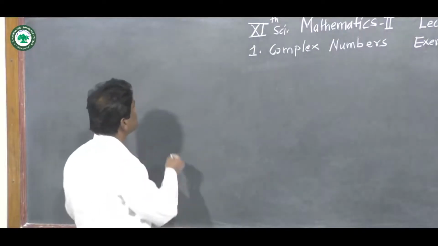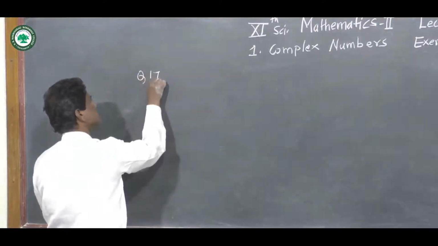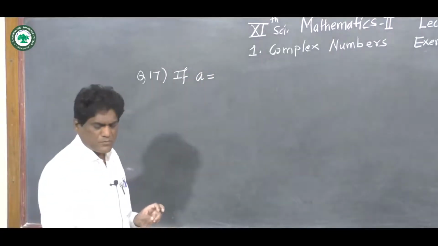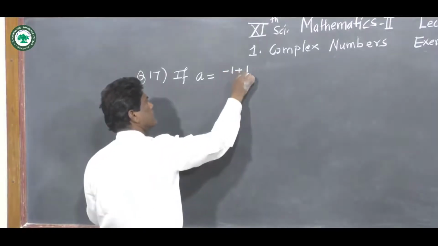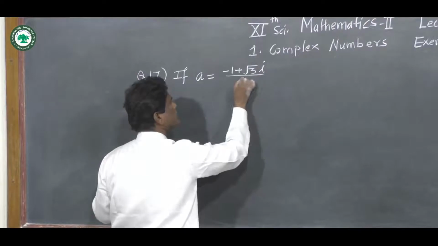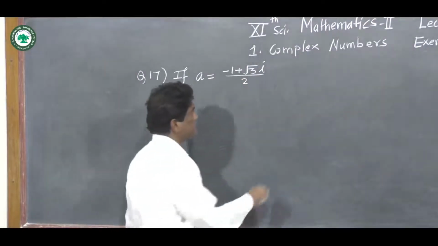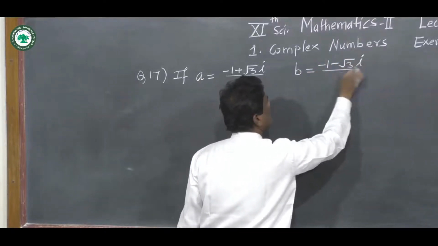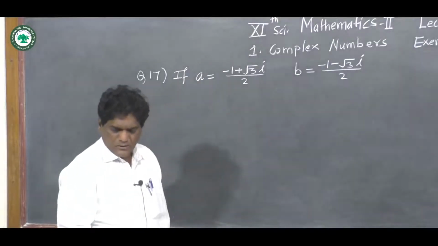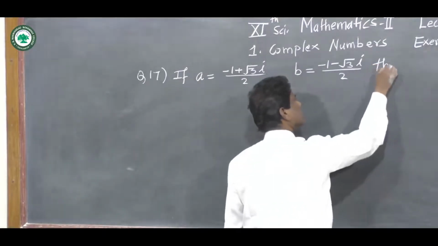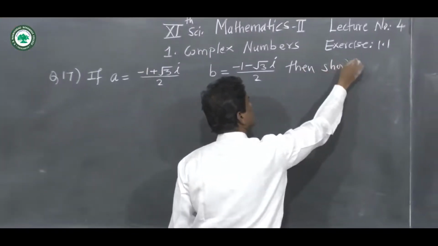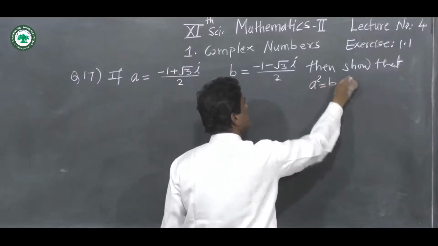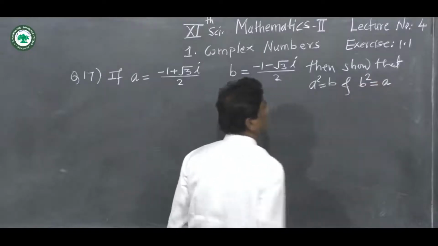If A is equal to (minus 1 plus root 3i) upon 2, B is equal to (minus 1 minus root 3i) upon 2, then show that A square is equal to B, and B square is equal to A. We have to show this.